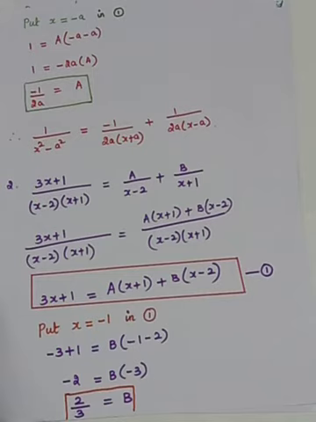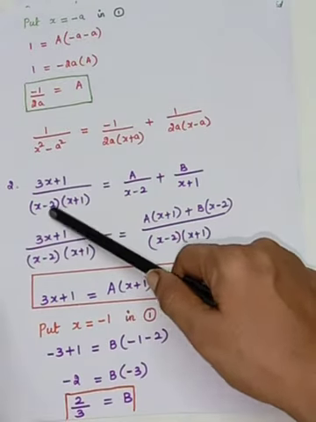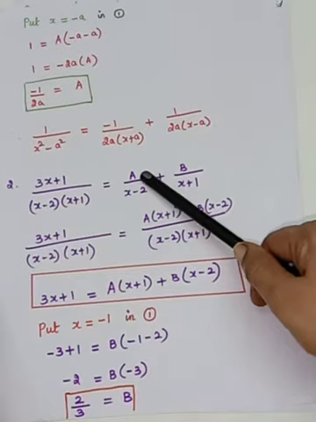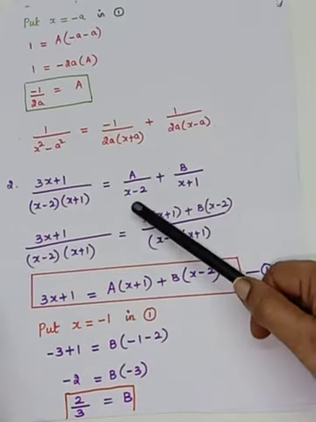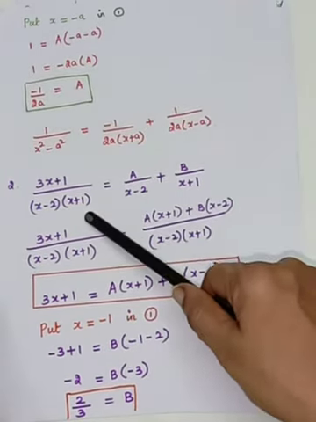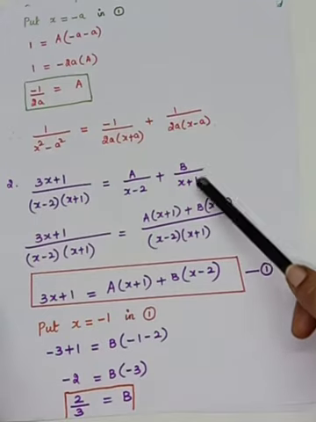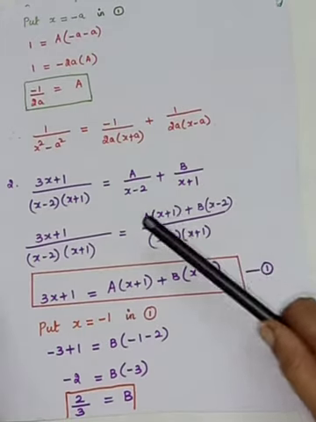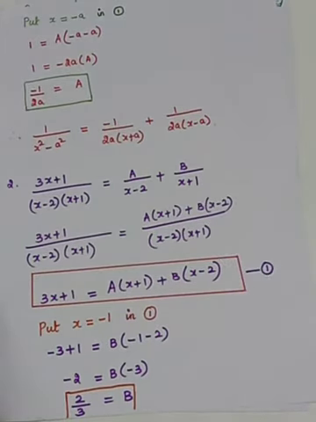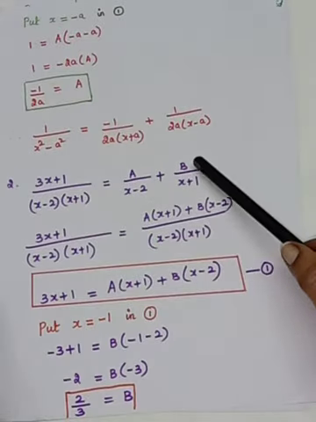Okay, so they are not repeated, they both are different. So for that, for the first linear factor, you have to write the constant in the numerator. So a by x minus 2. For the second linear factor, plus b by x plus 1. So we resolved into partial fractions. So you have to find the value of a and b.